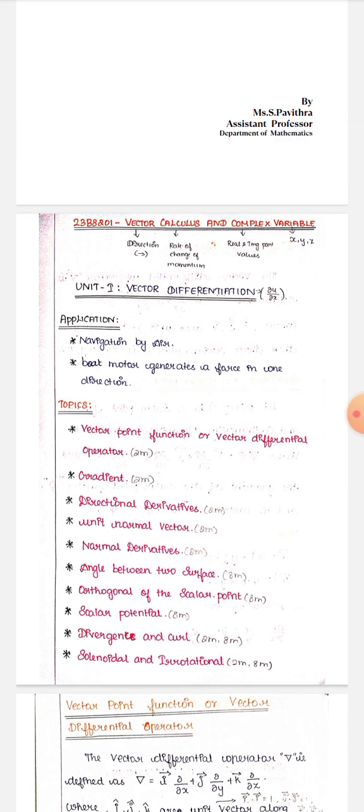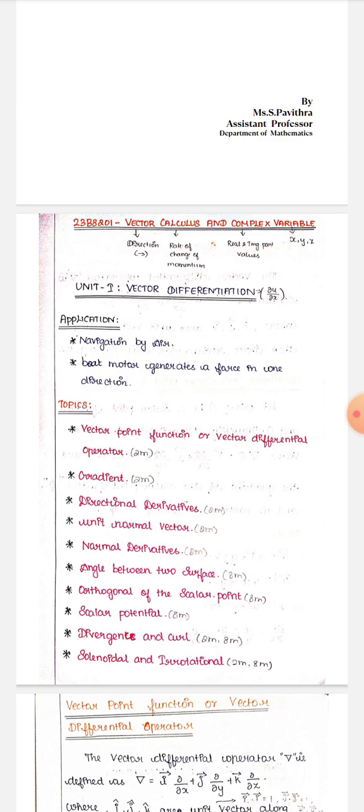What is meant by vector? Vector is a direction. The notation is an arrow mark. Calculus means the rate of change of momentum. Complex we already know from lower level classes: real part and imaginary part values occur. Then variable means x, y, z.